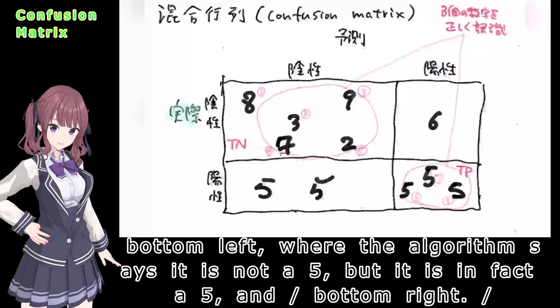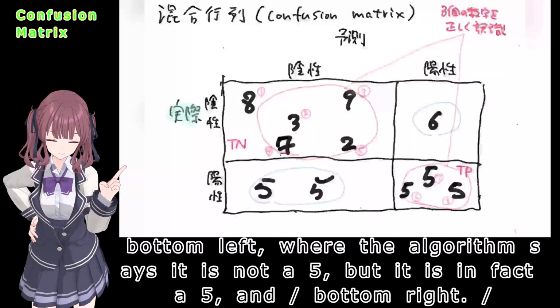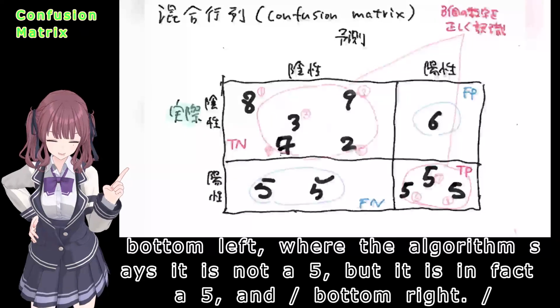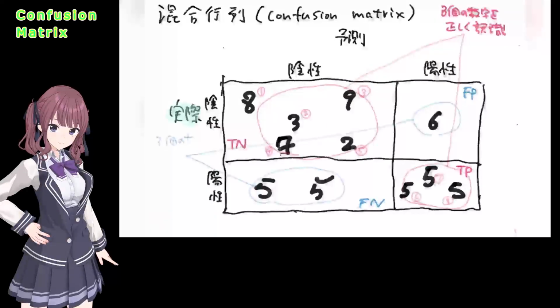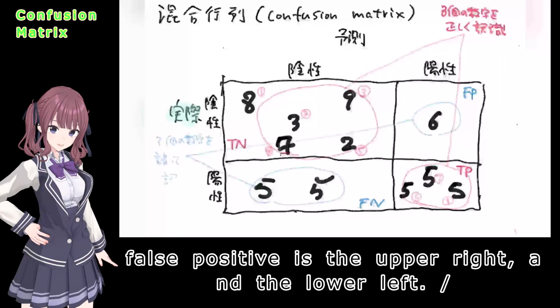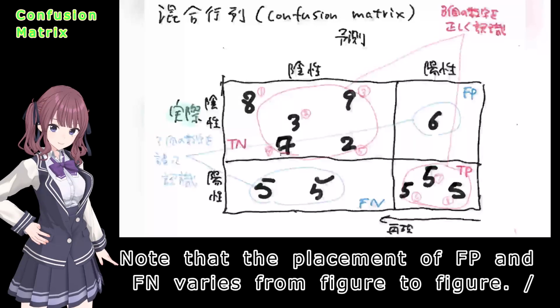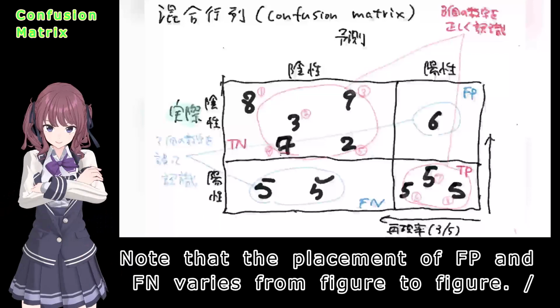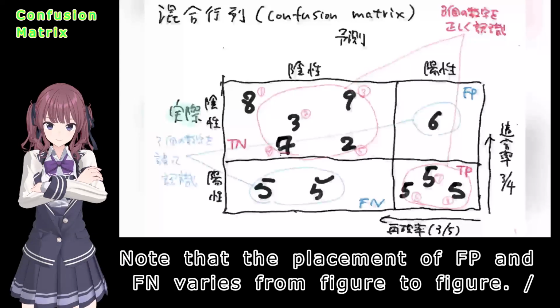Bottom left, where the algorithm says it is not a 5, but it is in fact a 5, and bottom right. False positive is the upper right, and the lower left. Note that the placement of pop and then varies from figure to figure.